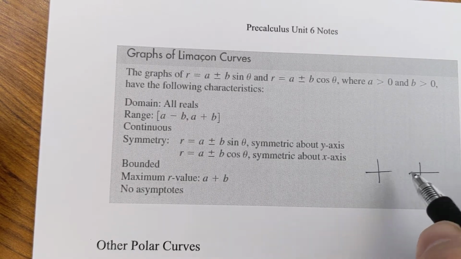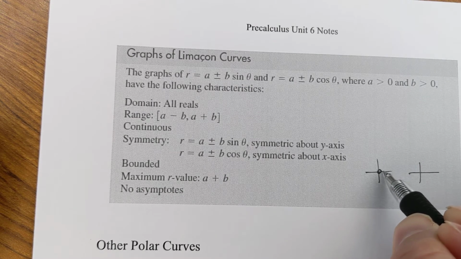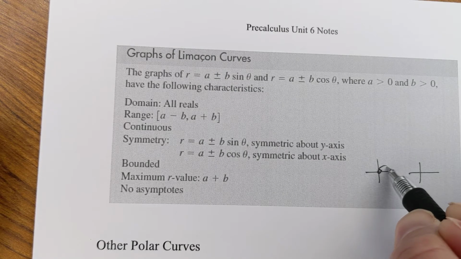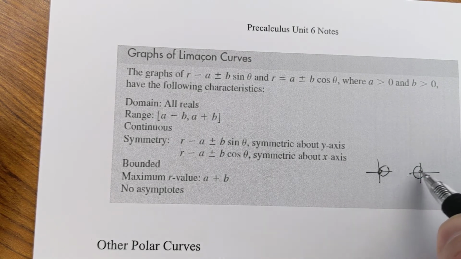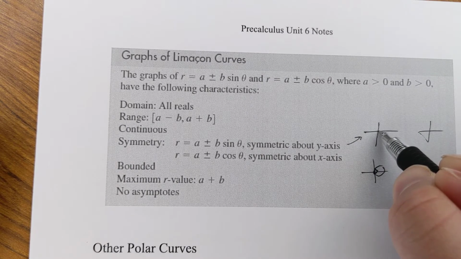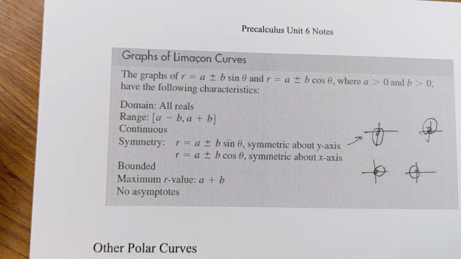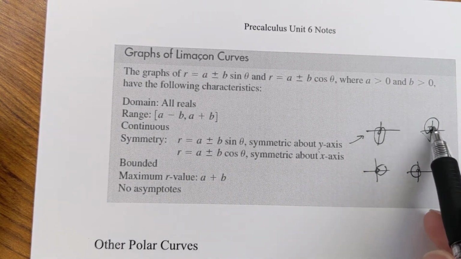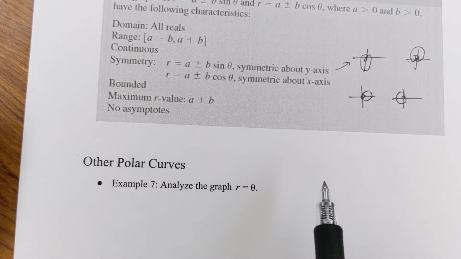So cosine will be that long way left, right. Sine will do the same, but long way up, down. Remember, sine is the y-axis direction, so up, down. That's why they're left, right, up, down. Maximum r value is the sum of the 2 numbers.